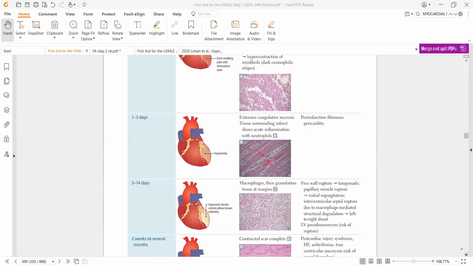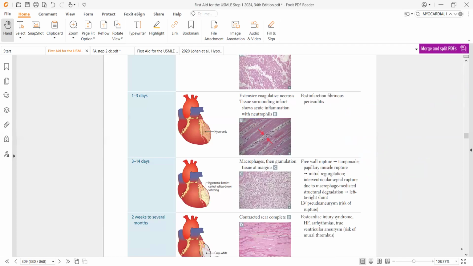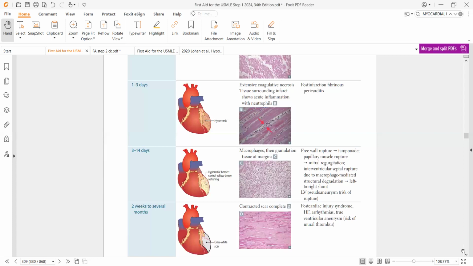So knowing this time frame is very, very important, right? Okay, again, this is 3 to 14 days. So free wall rupture leads to the tamponade, right?